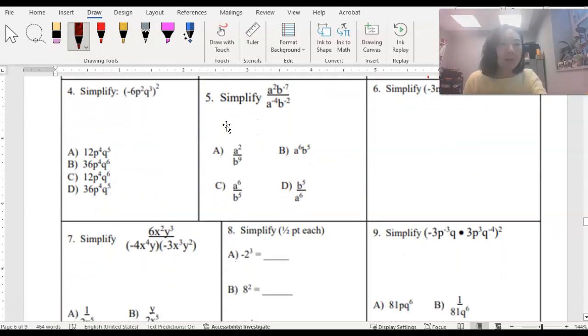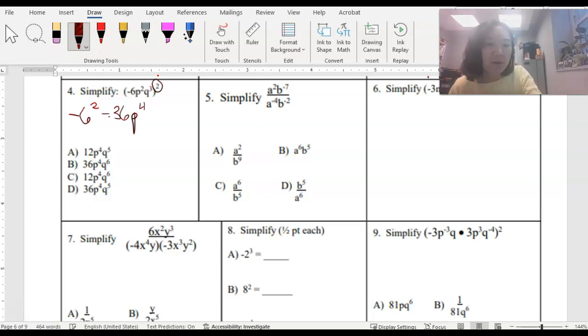Our next one here, we have this exponent outside of our parentheses, so we need to apply that to everything in the parentheses. So that'll be -6 squared, which is +36, so 36. P squared to the 2nd power is p to the 4th power. And then q cubed to the 2nd power is q to the 6th power.